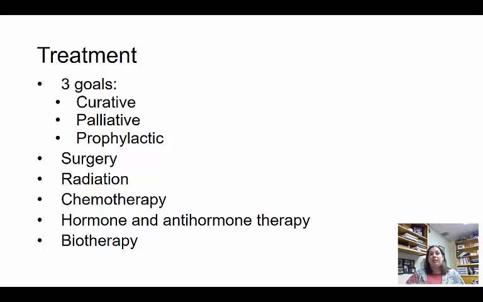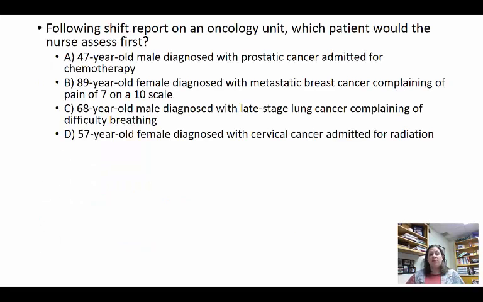I have a couple of questions related to cancer that I want to ask. So following a shift report on an oncology unit, which patient would the nurse assess first? Should you see A, the 47-year-old male diagnosed with prostatic cancer admitted for chemotherapy? B, the 89-year-old female diagnosed with metastatic breast cancer complaining of pain 7 out of 10? C, the 68-year-old male diagnosed with late-stage lung cancer complaining of difficulty breathing, or D, the 57-year-old female diagnosed with cervical cancer admitted for radiation? So you need to take a close look at these.